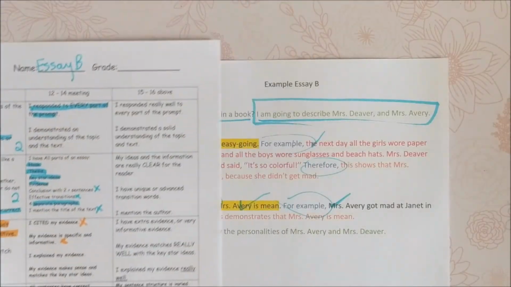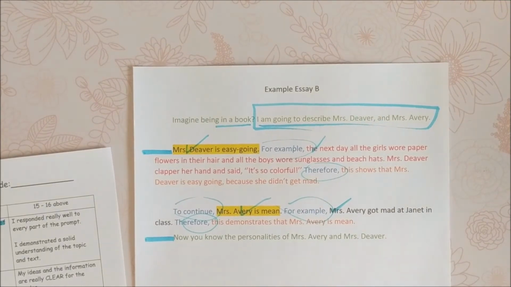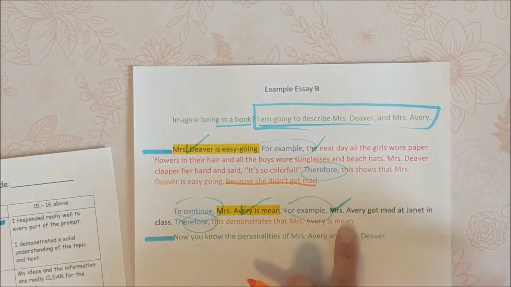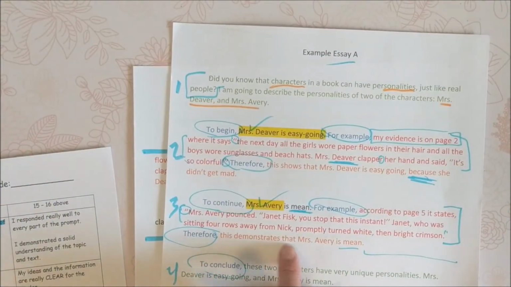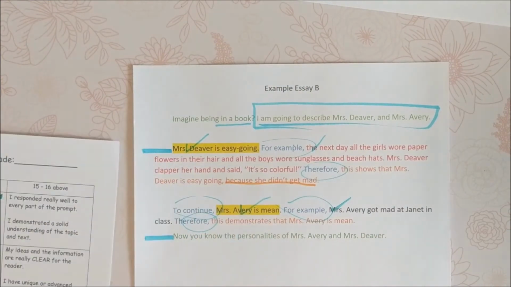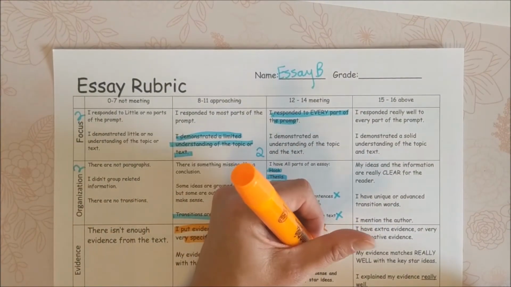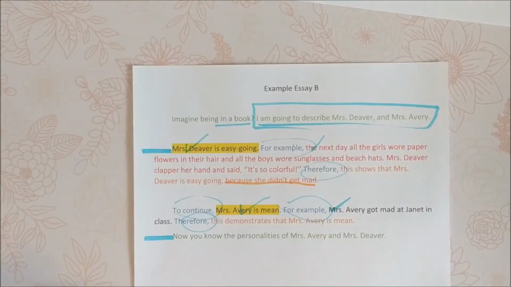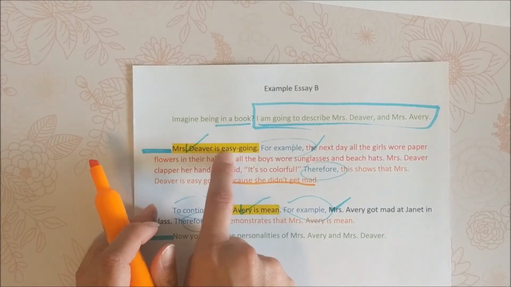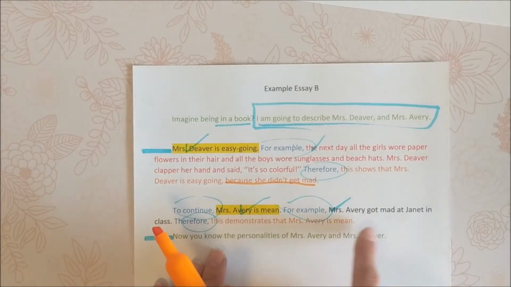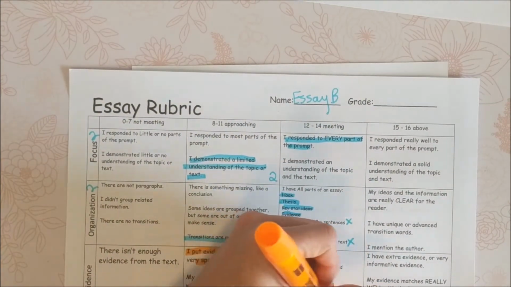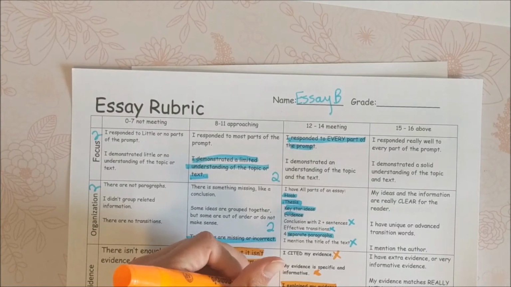Okay. I explained my evidence, did I? This shows Mrs. Deaver's easygoing because she didn't get mad, yes. It demonstrates that Mrs. Avery is mean. I mean, that's kind of like this last one, so kind of explained it. Could be better though, right? But all right, we kind of explained it there. Does the evidence make sense? Yeah, it matches the key idea. We said Mrs. Deaver is easygoing, and this matches that. We said she's mean, and that matches that. So the evidence makes sense. It's just not very specific, right? So this would be a 2.